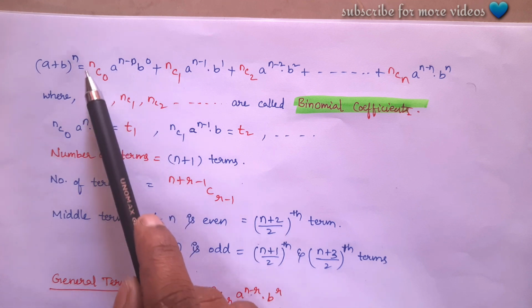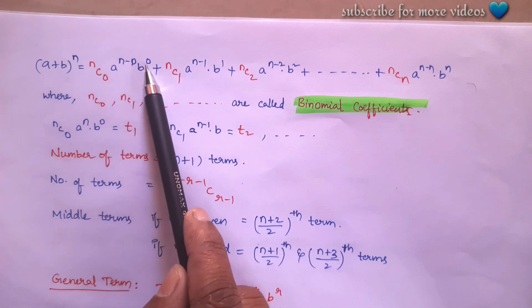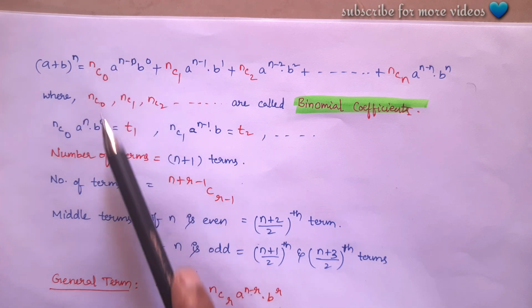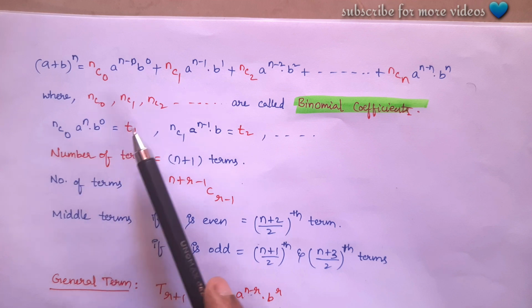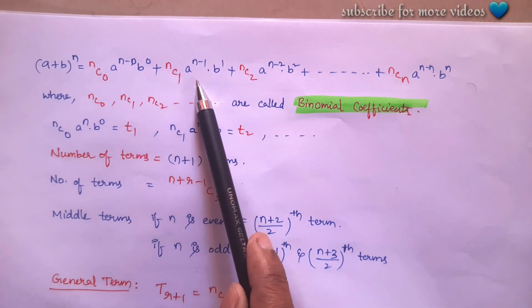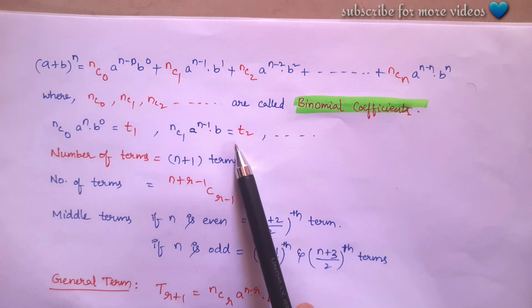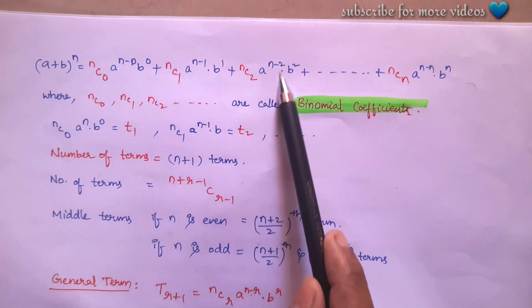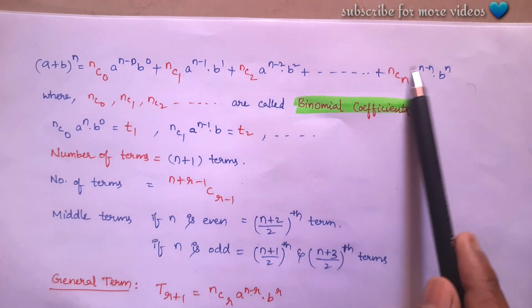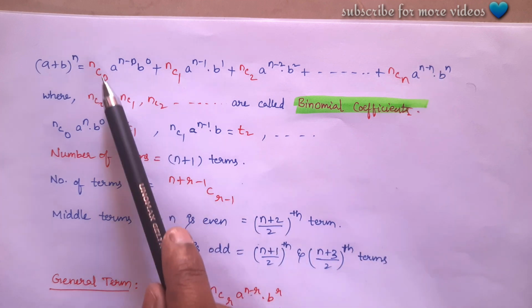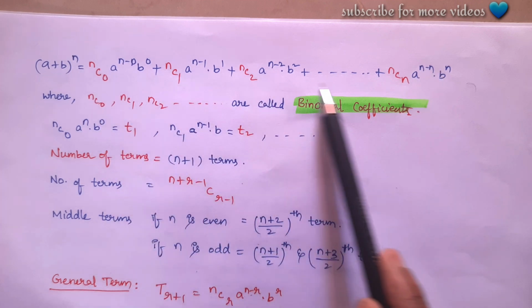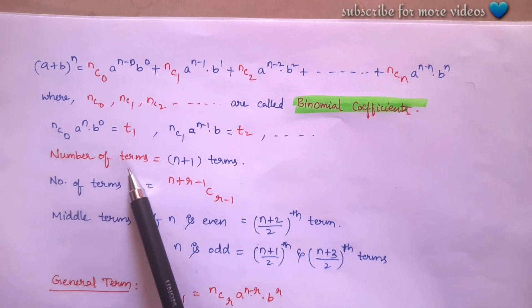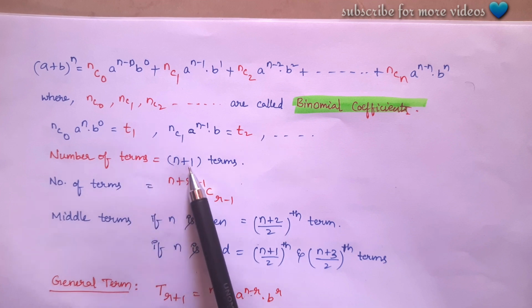And in this, nC0 a power n minus 0 into b power 0, this one we consider as t1, nothing but the first term. nC1 a power n minus 1 into b power 1, this we consider as t2. Similarly, this is t3, and so on up to the last term. As it starts from 0, 1, 2, 3, up to n, the total number of terms will be n plus 1 terms.